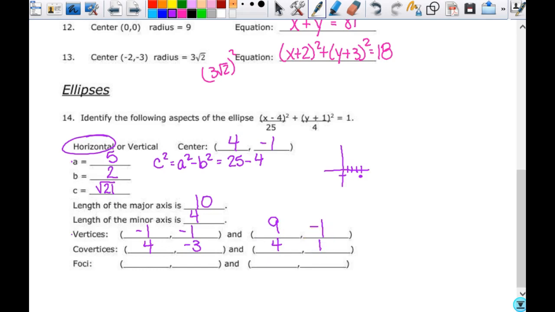Then my foci, I'm adding and subtracting C, but make sure that you're adding and subtracting it from the correct coordinate, because that's another thing that some of y'all are mixing up. I'm here at the center, this is horizontal, so my X is what's changing for the C. So I take my X value, which is 4, and I can subtract the square root of 21, and -1, and then 4, and add the square root of 21, and -1. There you go. We didn't have to actually graph it, but again, jotting something down so you can wrap your mind around what it is. If you want to mark a few points, you can absolutely do that.